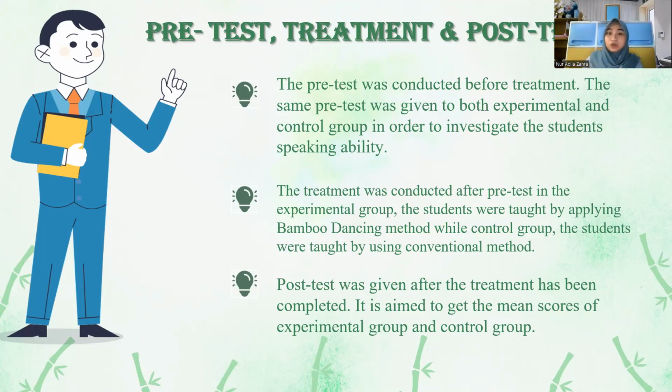Next, the treatment was conducted after the pre-test in the experimental group. The students were taught by applying the bamboo dancing method, while in the control group, the students were taught by using the conventional method. And the last, there is the post-test, given after the treatment has been completed. It is aimed to get the mean scores of the experimental group and the control group.